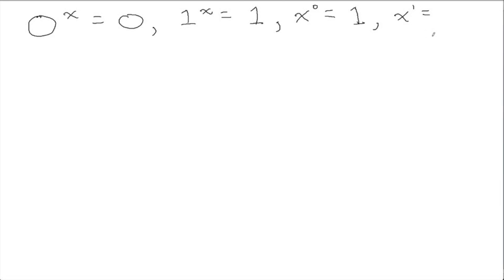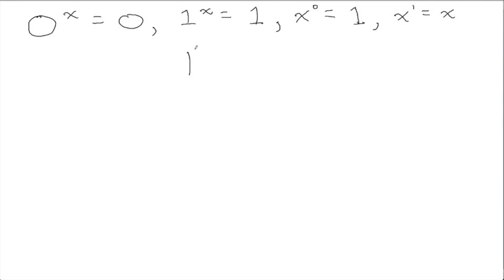And what's this? Just x. Not 1. Okay. So how would you describe this in words? Well, I would say that what this means is 0 to any power is 0. So how would you describe this in words? 1 to any power is 1.